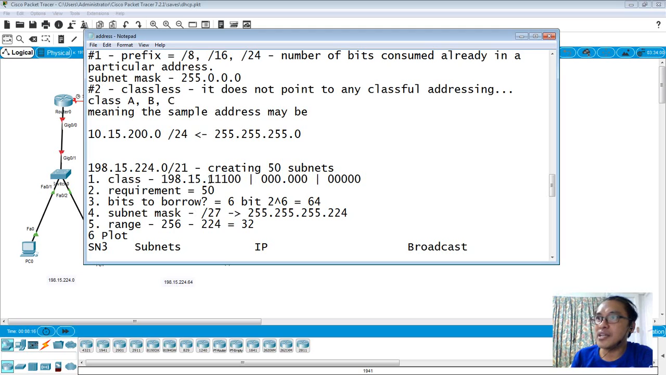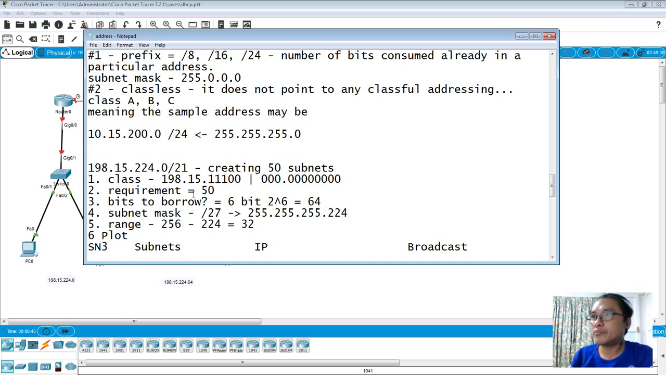So if this is 16, 17, 18, 19, 20, and 21. So 16 plus 5 is 21. So from these bits here, the bits of your address cannot be used anymore. Okay, so I marked it here so that the first 21 bits cannot be used, and the last bit from the third octet down to the fourth octet can still be used. Now we are going to erase this one first.